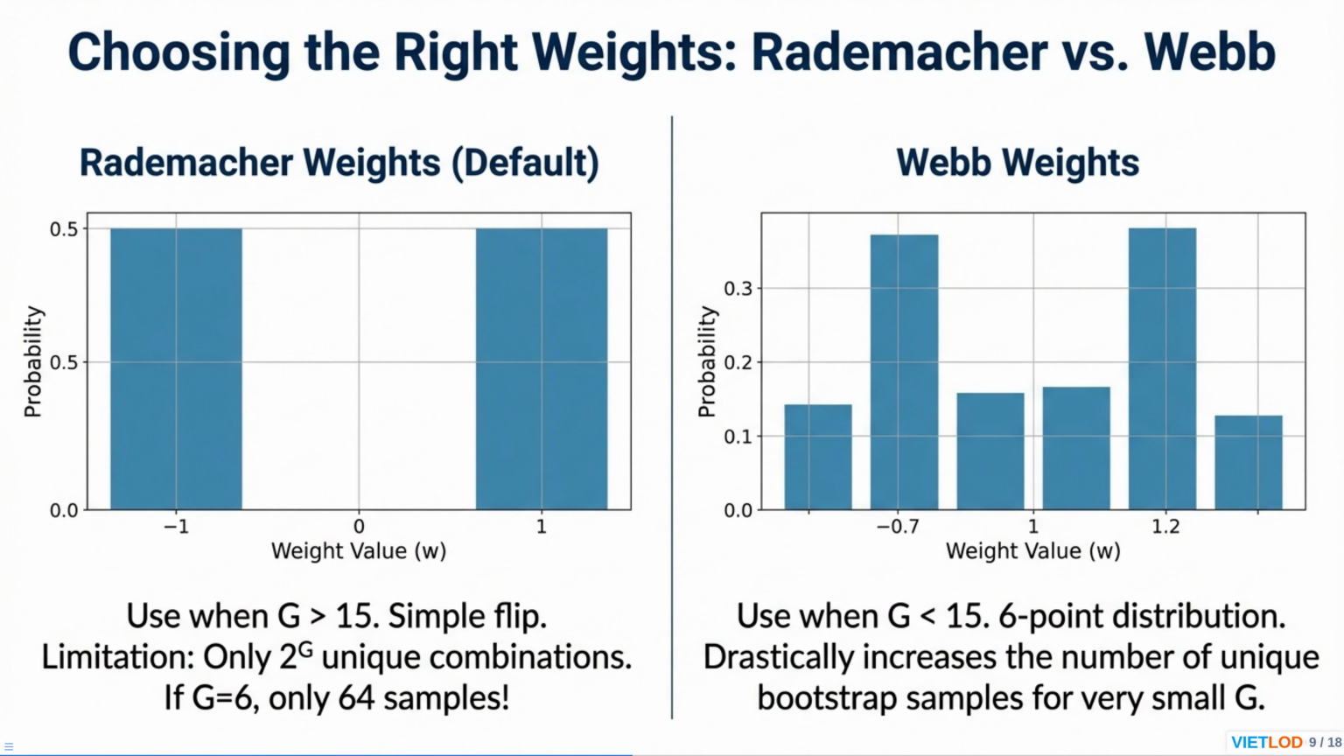This is where Webb weights become essential. Designed for scenarios with very small numbers of clusters, specifically when g is less than 15, Webb weights offer a 6-point distribution. This dramatically increases the number of unique bootstrap samples that can be generated, providing much more robust and trustworthy inference, even when your cluster count is extremely low. The choice between these two weight types is critical for ensuring the validity of your bootstrap results.